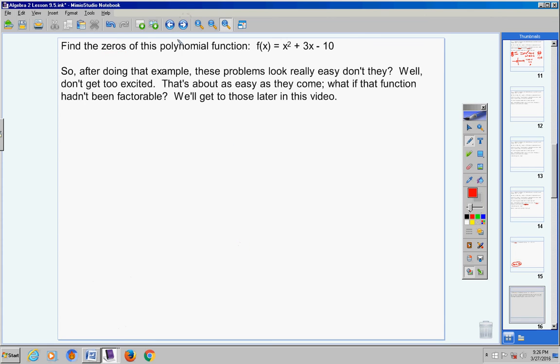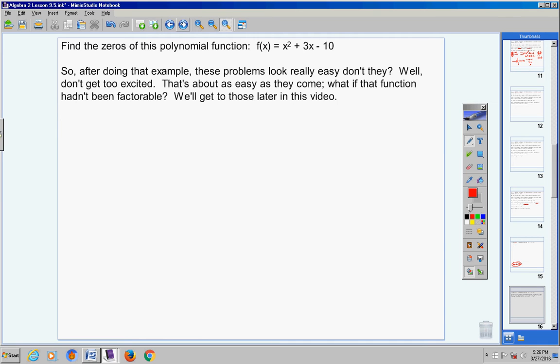So you're probably thinking, after that example, these problems look really easy, don't they? Well, don't get too excited. That's about as easy as they come. What if that function had not been factorable? What happens then? Now we'll get to those videos a little later.